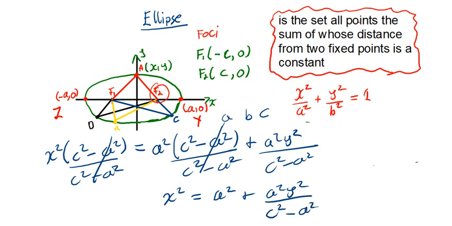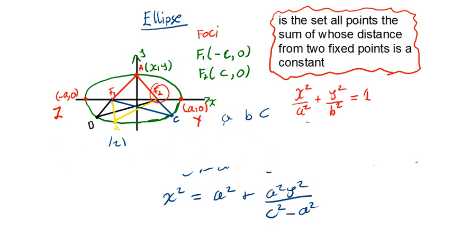But remember, we have to end up with that equation. So the question is, how do we do it? Okay, this is pretty simple. So the question is, how do we get rid of this one that we have here, which is our c squared minus a squared?